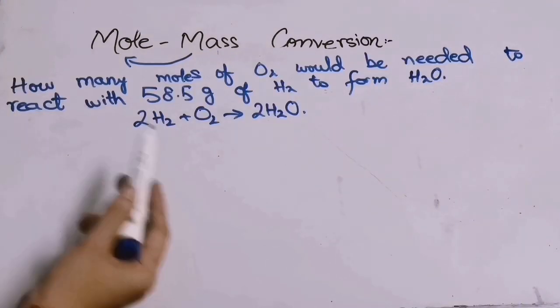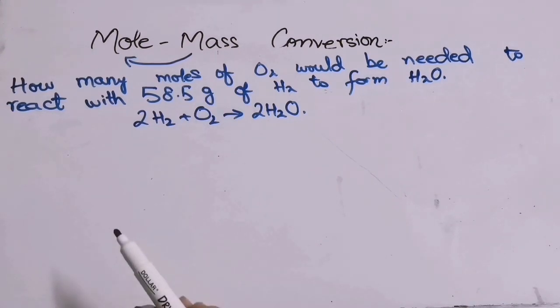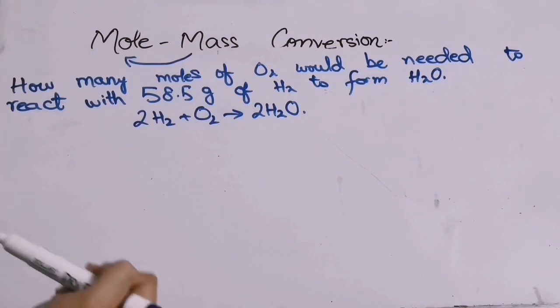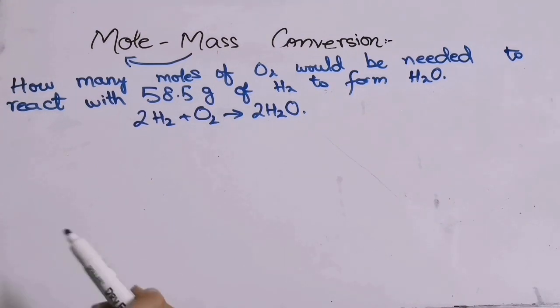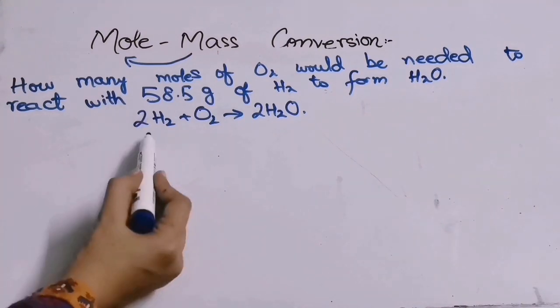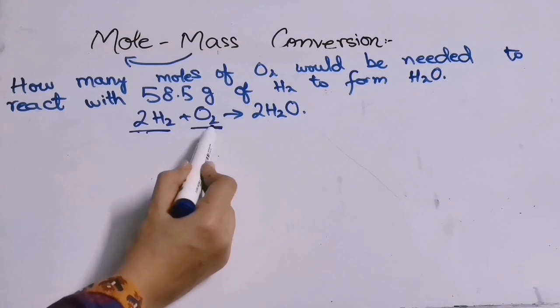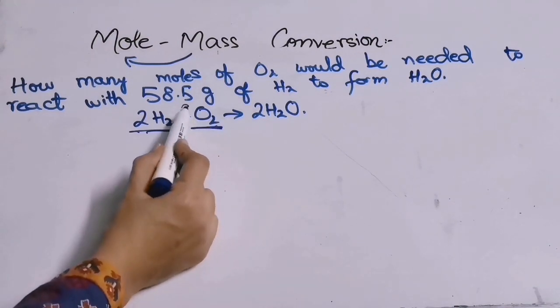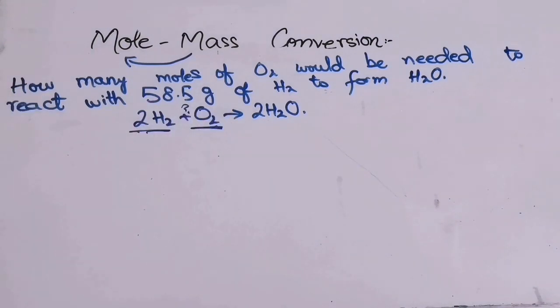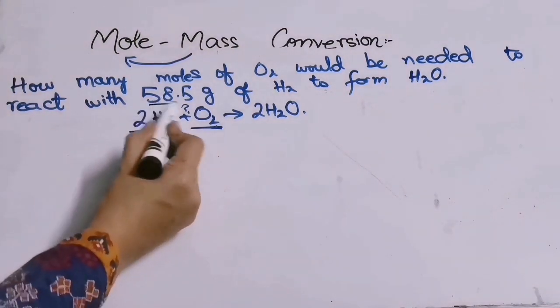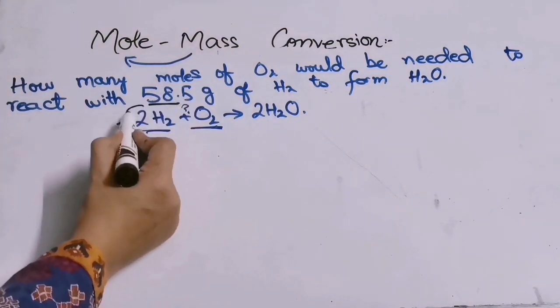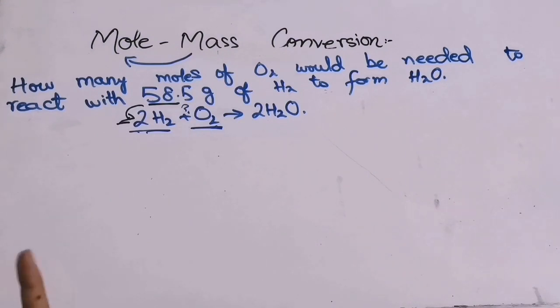Now the question is, how many moles of O2 would be needed to react with 58.5 gram of H2 to form H2O? Here we are dealing with H2 and O2. They say that how many moles of O2 would be required if we use 58.5 gram of H2, right?